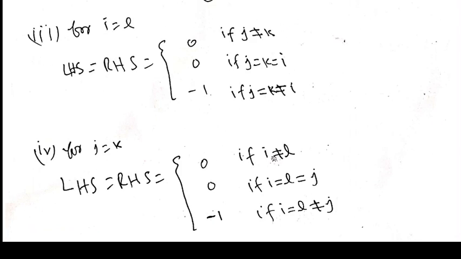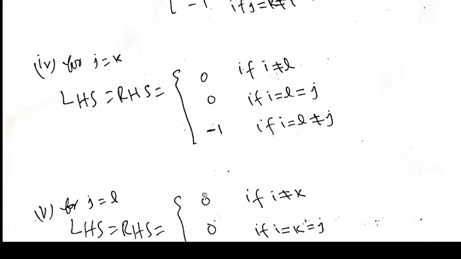Now you have 4 other parts. You have to do the same thing as I have done for part 2. For part 3 you will have to take i is equal to l. You can take 1, then 2, then 3, then similar cases, then you will have this result. Then you will use j is equal to k, then you can use 1, 2 and 3, then you will have this result.